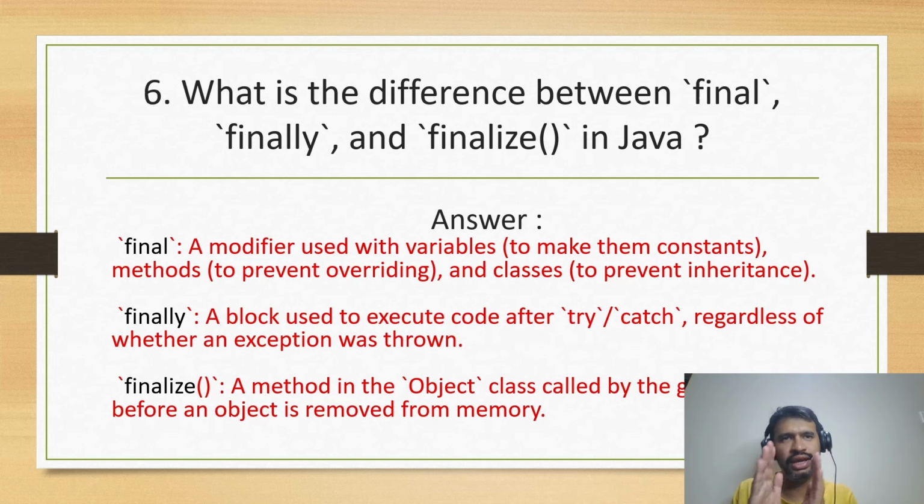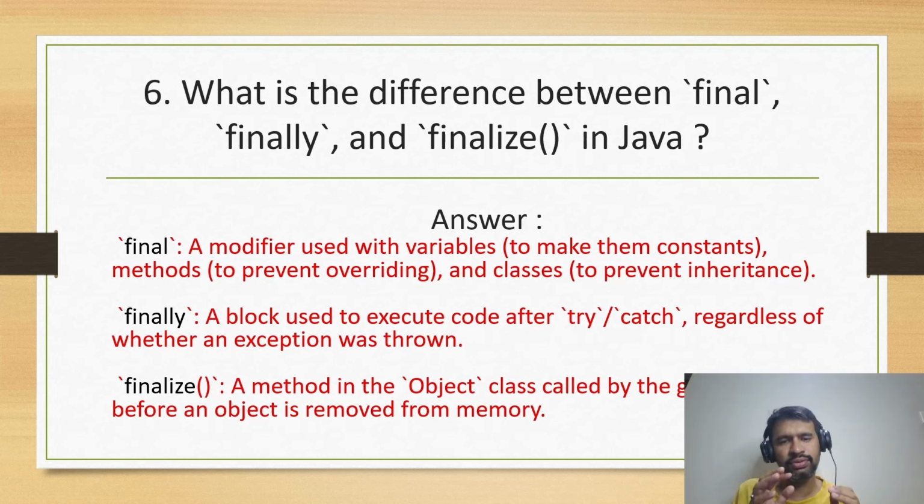Let's say final int a equals 5. You can't change a's value to anything else because it's a constant. Same thing with a method: a final method can't be overridden in the child class. In case of a final class, the class can't be inherited. So that is the usage of final.